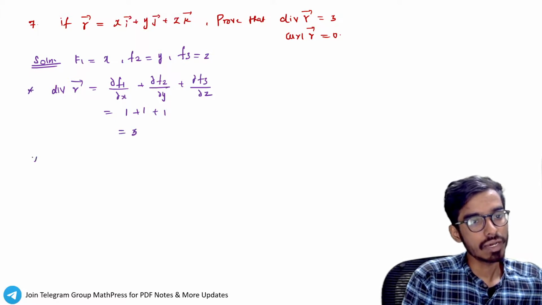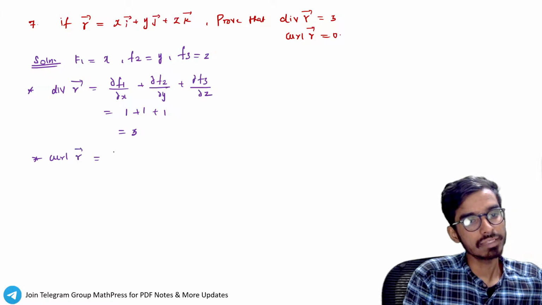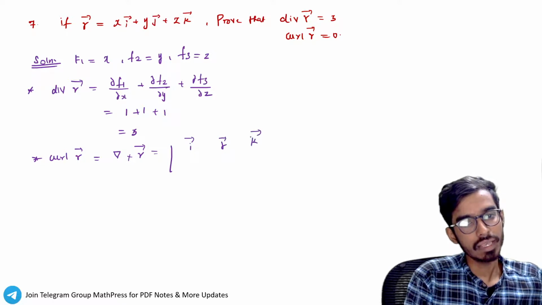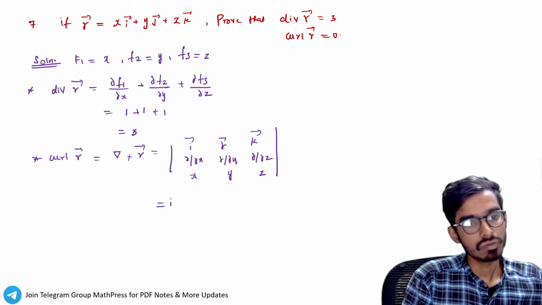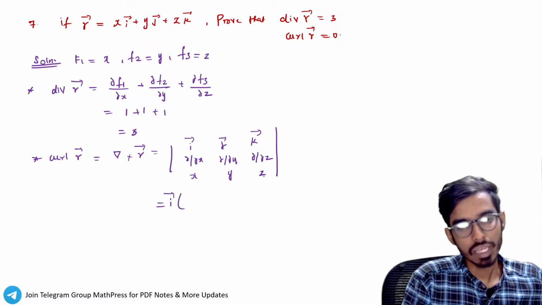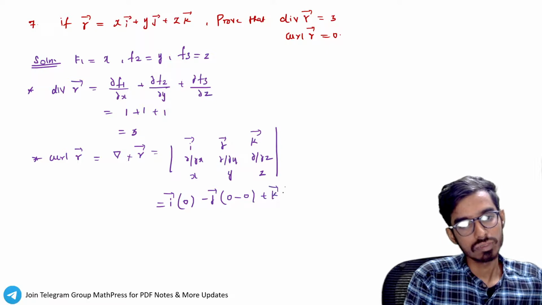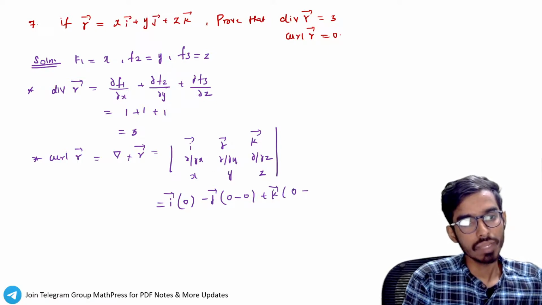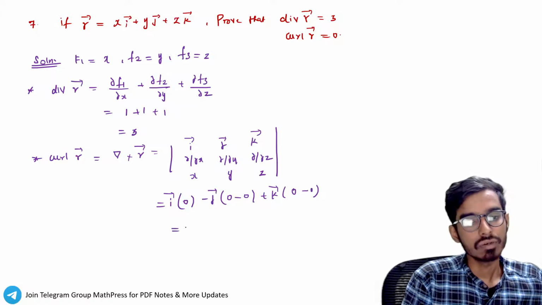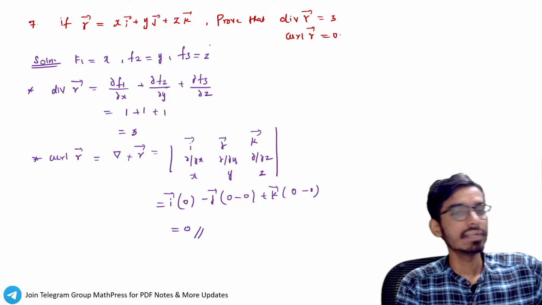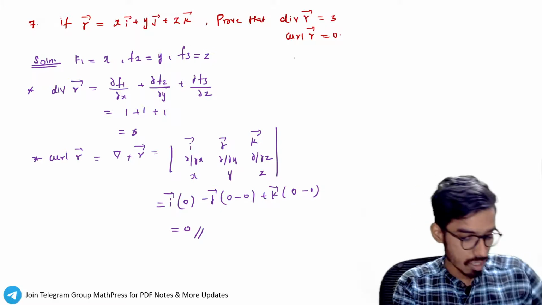And what about curl of R vector? Curl of R vector is del cross R vector. So it is i vector, j vector, k vector, dou by dou x, dou by dou y, dou by dou z, and this will be x, y, z. So i into, dou by dou y of this is 0, dou by dou z of this again 0. Dou by dou x of this is 0, dou by dou y of this is 0 again. So therefore this is 0. Right? So therefore if R is xi plus yj plus zk, divergence of R is 3, curl of R is 0.